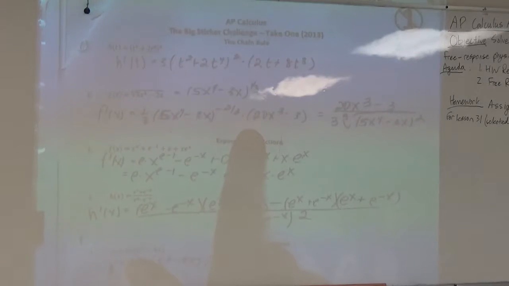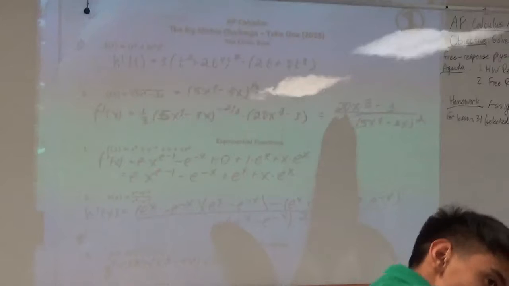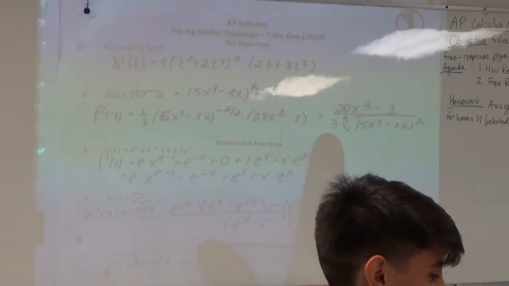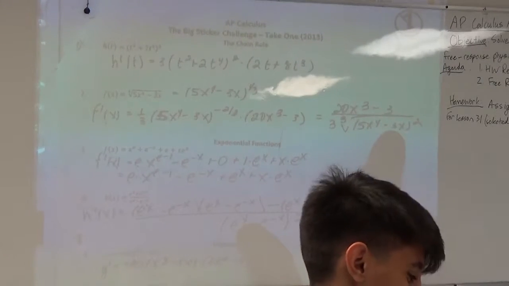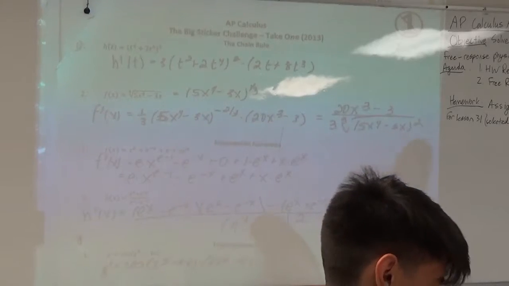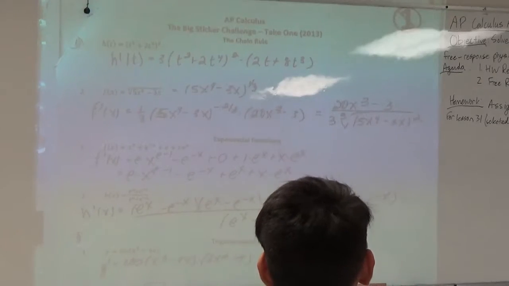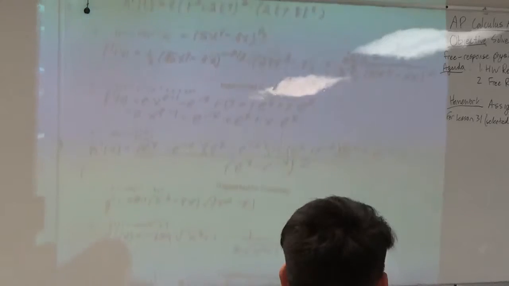Alright, so that's good as an answer. Also good as an answer would be 20x cubed minus 3, and then the denominator, the 3, and then the cubed root of all the stuff squared. I'll take either one. How many guys just earned your chain rule sticker? Nice. Alright, exponential function sticker.